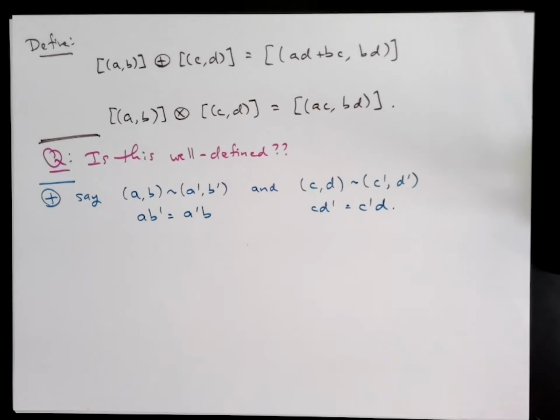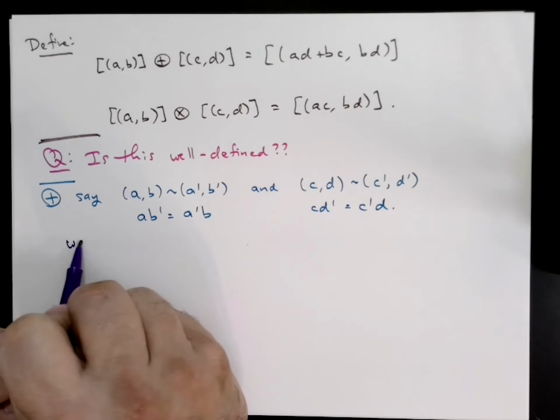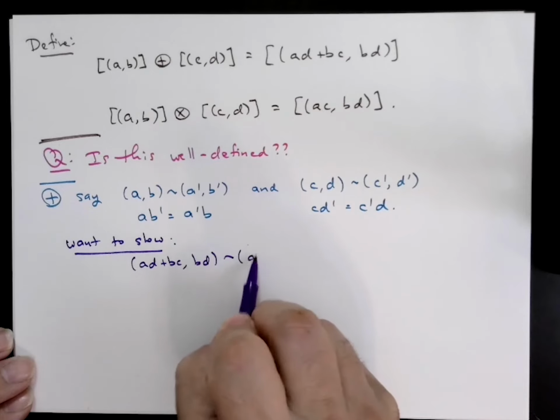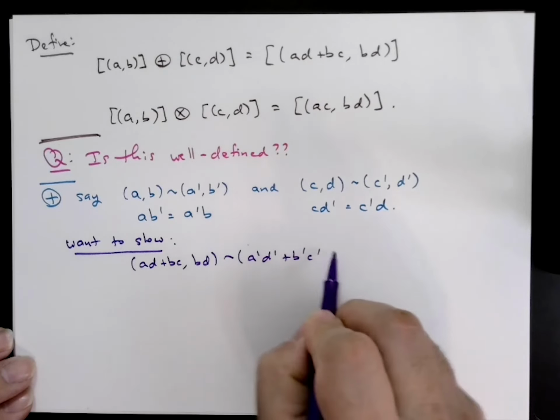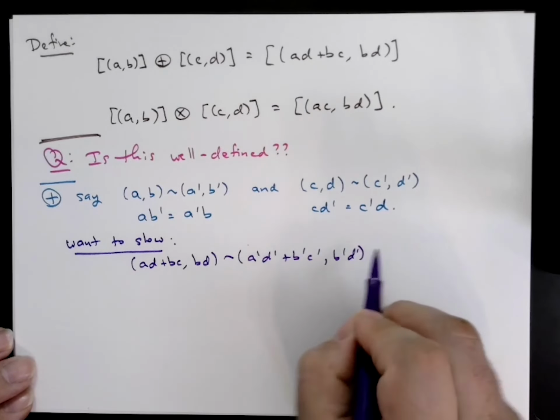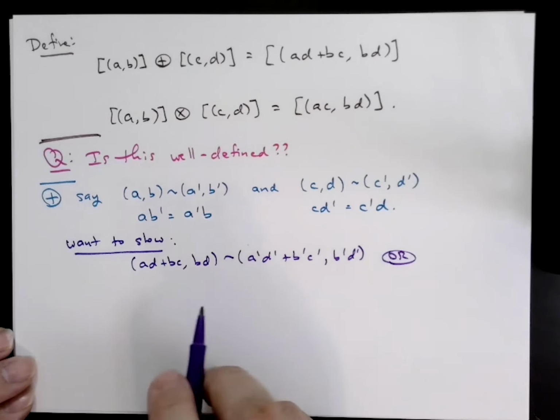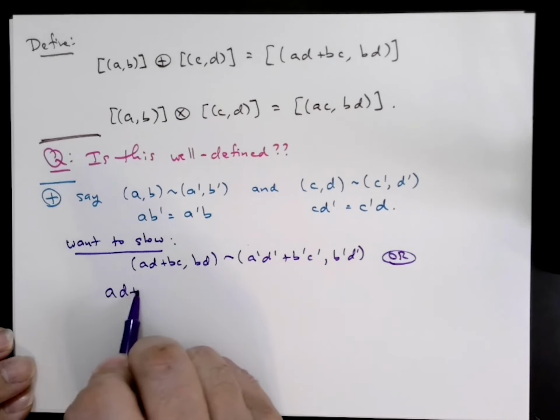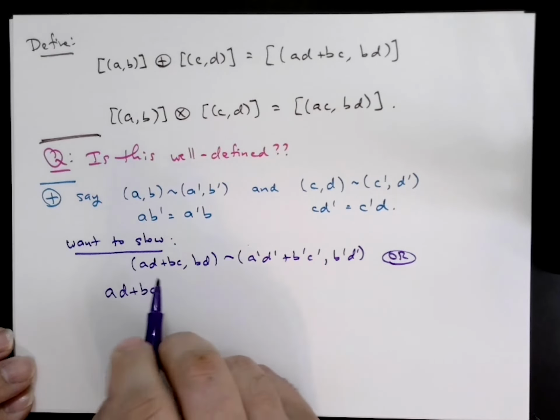But notice what that means is that the equation becomes (AD + BC) times B'D' is equal to (A'D' + B'C') times BD. Remember, when I have two pairs, no matter how complicated they are, the pairs are equivalent under the equivalence relation if the first component of the left times the second component on the right is equal to the first component on the right times the second component on the left. So now we just have this complicated equation.